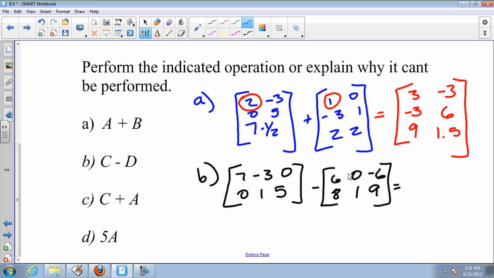So 7 minus 6 is 1. Negative 3 minus 0 is negative 3. 0 minus negative 6 is positive 6. 0 minus 8 is negative 8. 1 minus 1 is 0. 5 minus 9 is negative 4.